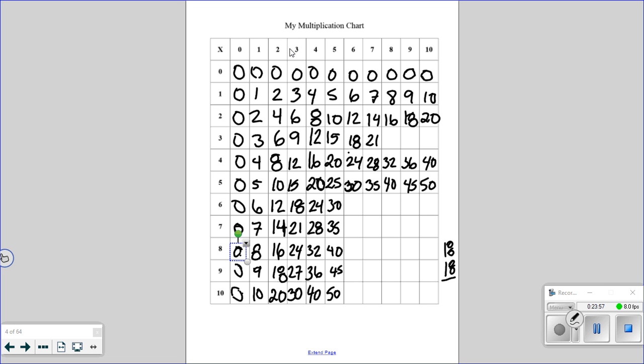Callie? 24. 24. Plus another group of 3. Addison? 27. 27. Hey, we're back to that easy one of 10 times 3. What is 10 times 3? 30. 30.